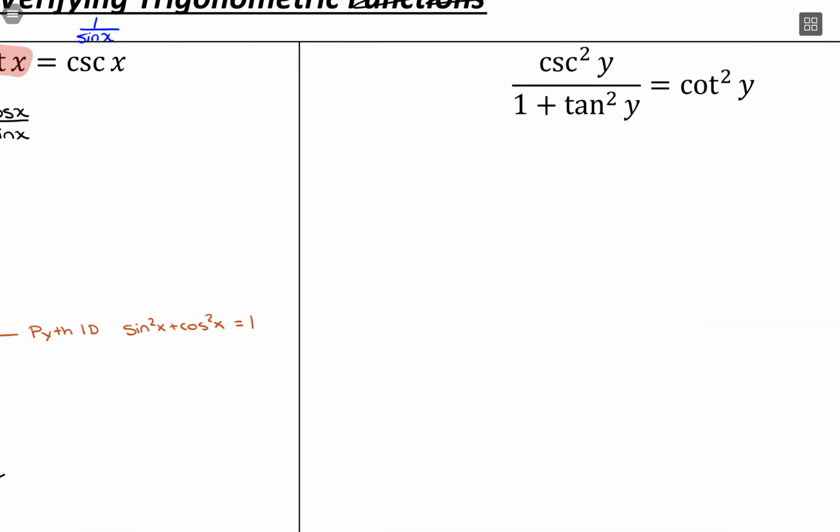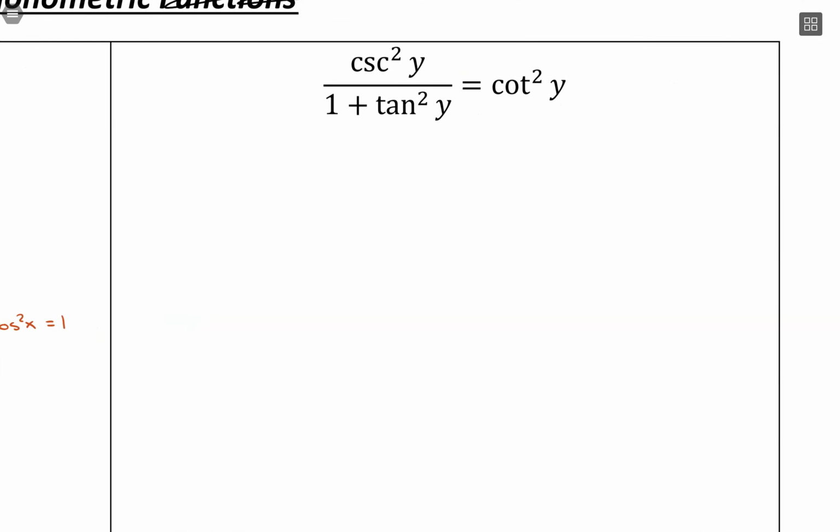All right, let's look at this one. So I'm going to grab this piece over here. And you could start on either side. I could start with cotangent squared of y, but I'm just going to get stuck really quickly. It's better to start with the messier side of the equation. So I'm going to start over here, and I'm going to change everything to sine and cosine. So in the numerator, I have that cosecant squared, which is the same thing as 1 over sine squared.